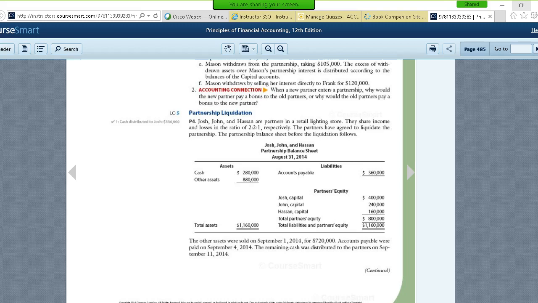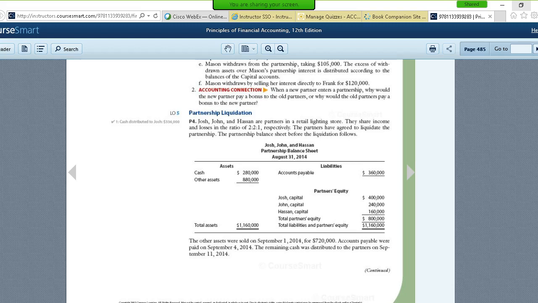Josh, John, and Hassan are partners in a retail lighting store. They share income and losses in the ratio of 2 to 1, respectively. The partners have agreed to liquidate the partnership. The partnership balance sheet before the liquidation follows. So we have cash of $280, other assets of $880. We have accounts payable of $360 and their capital accounts.